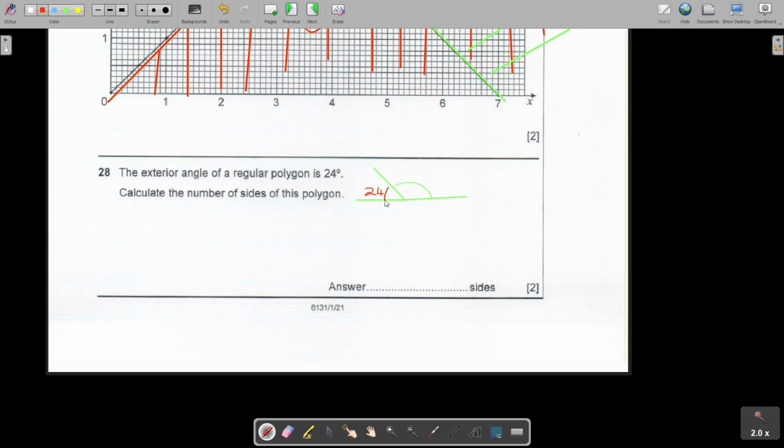And I know all the exteriors, it doesn't matter what polygon it is, always add up to 360. The sum of the exterior angles is always 360. Regular, irregular. And if I divide it by that 24, I get 15. So there is 15 sides. And again, they would see you did the division, and then the 15. And that's how you will do question 28.